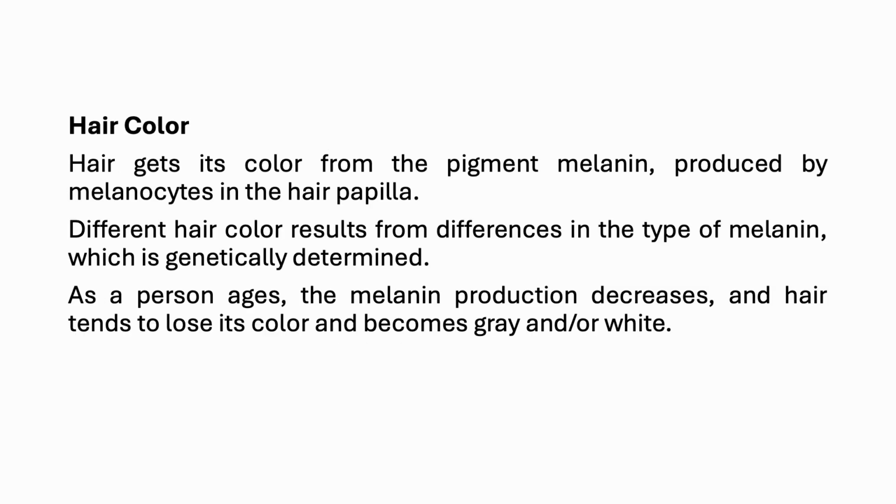Hair gets its color from the pigment melanin produced by melanocytes in the hair papilla. Different hair color results from differences in the type of melanin, which is genetically determined, so you can't do anything about it. As a person ages, melanin production decreases and hair tends to lose its color and becomes gray or white.